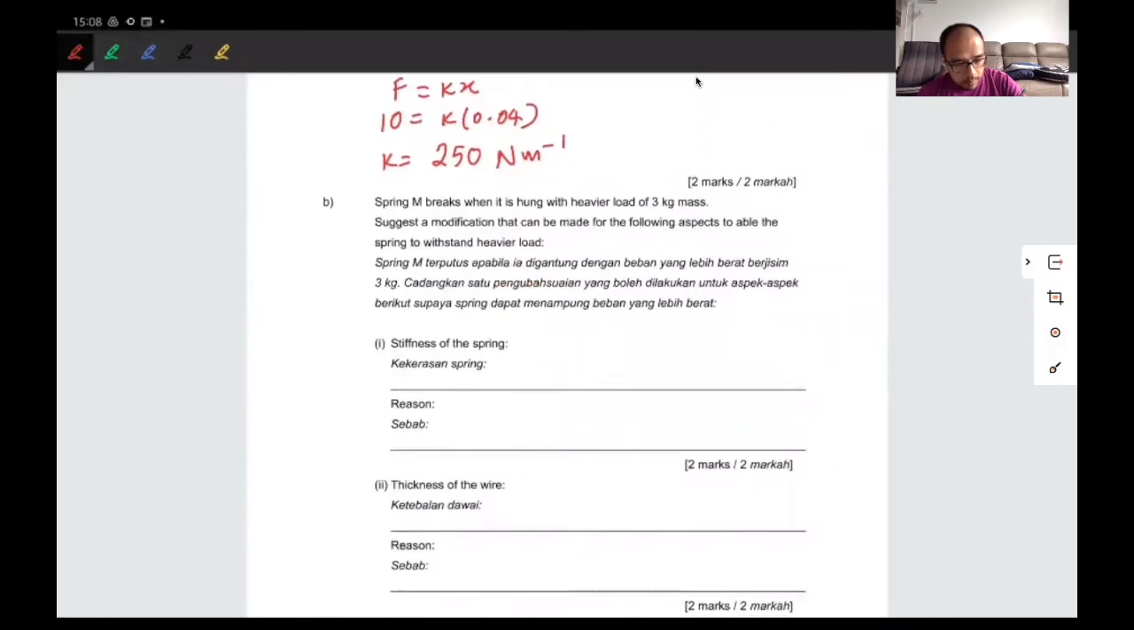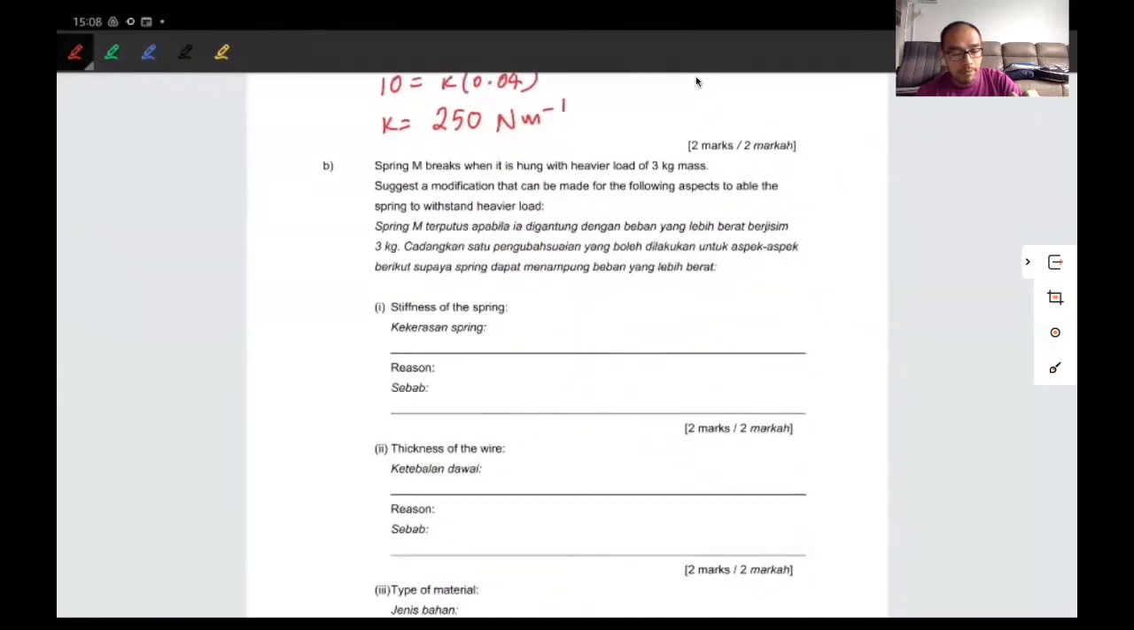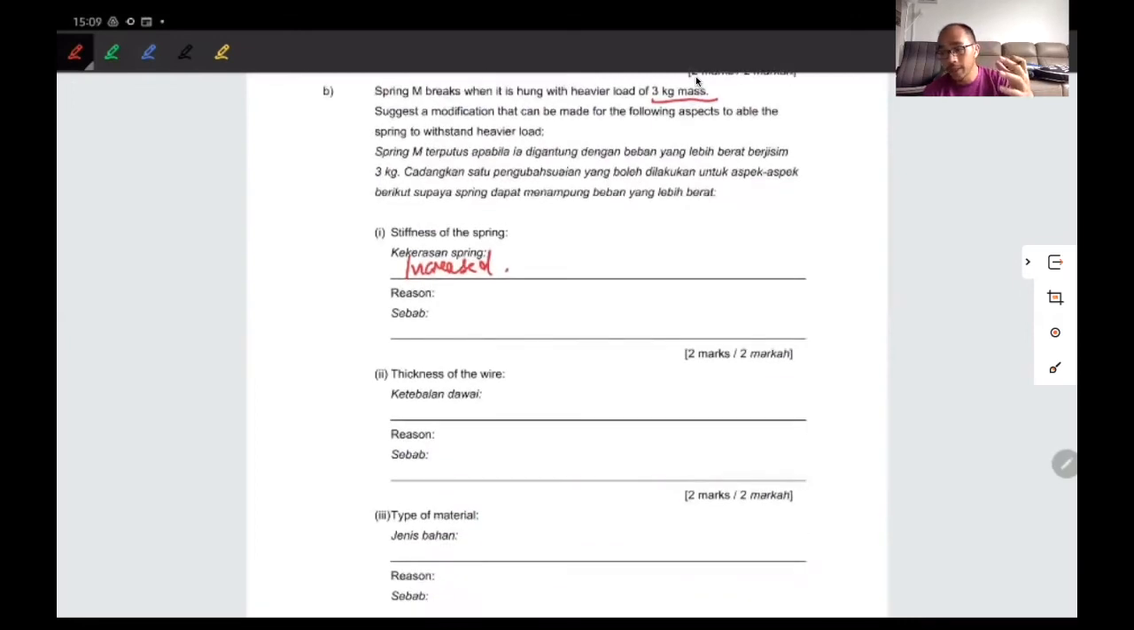Spring M breaks when it is hung with a heavier load of 3 kg mass. So you put a 3 kg mass and then the spring will break. Suggest a modification that can be made to the following aspects for the spring to withstand a heavier load. The stiffness of the spring must be increased, make the spring harder. The reason will be high spring constant.